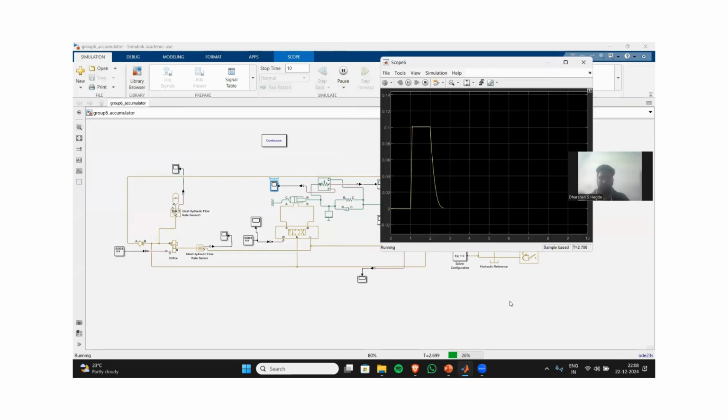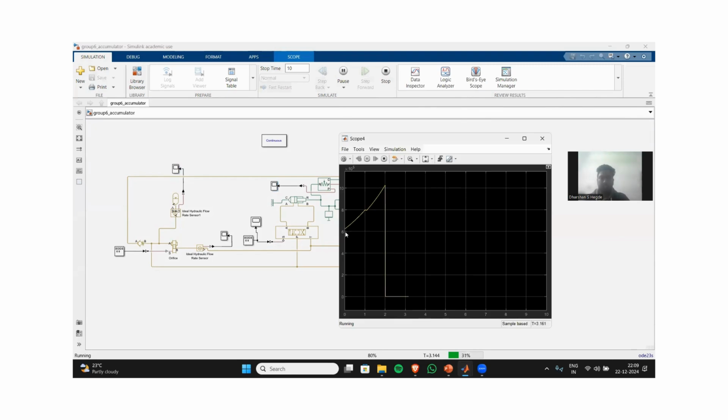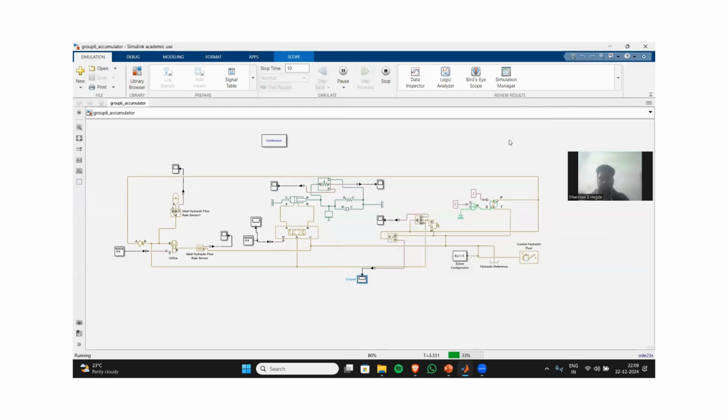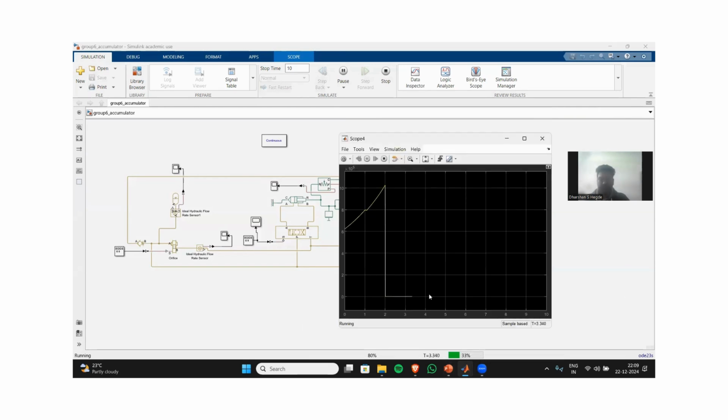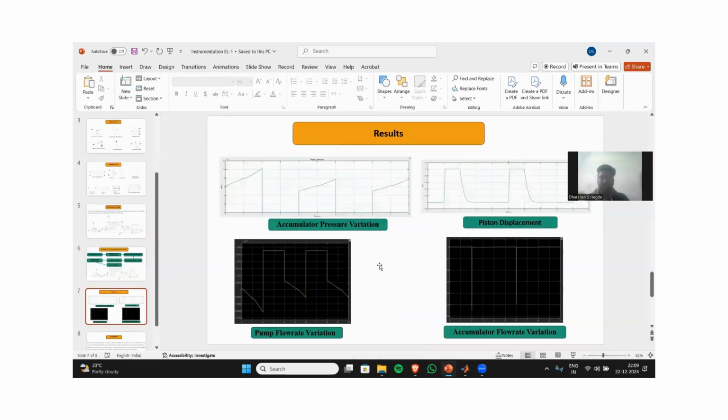Now the piston displacement. Initially it is 0, and when the flow from the accumulator towards the piston occurs, it increases to 0.1 meters, and then it retracts very slowly towards 0 after a few seconds. Next is the accumulator pressure variation. Once it is charged, the pressure increases to a maximum, and then it turns to zero when the flow has been released. These are the results which have been obtained.